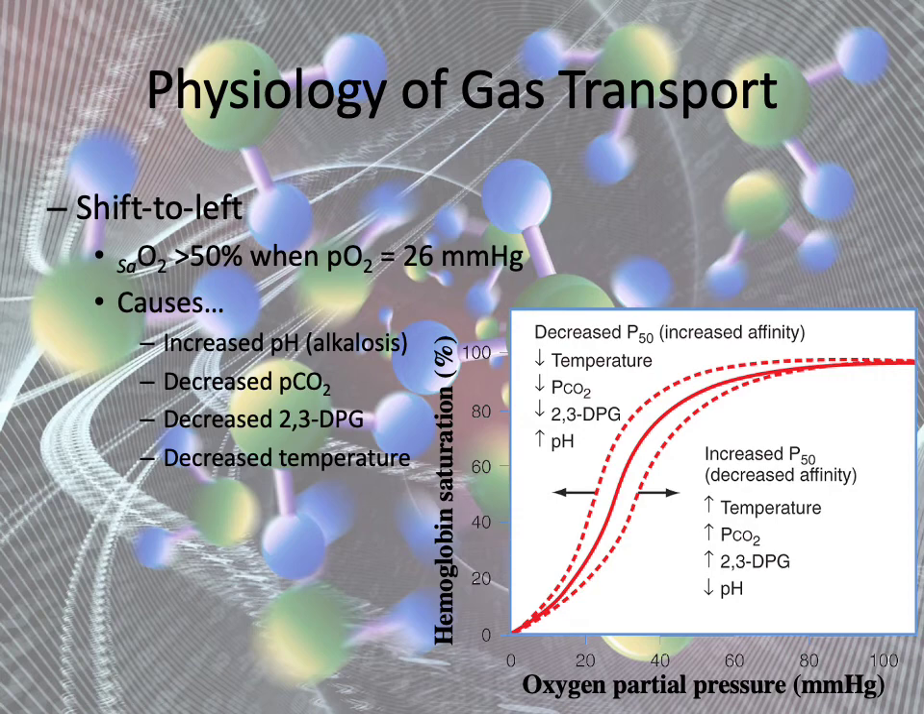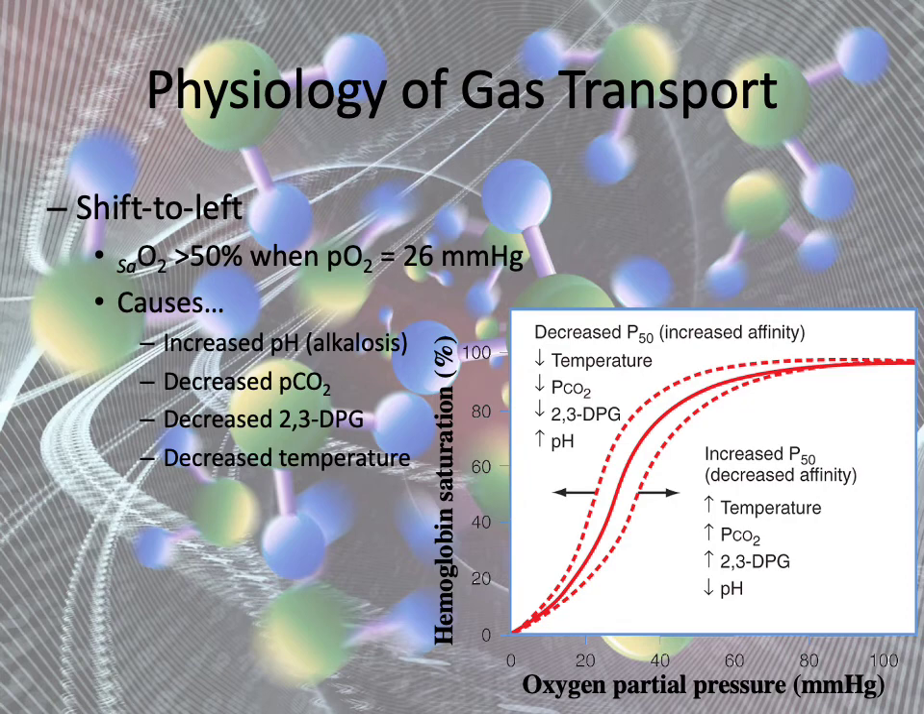The factors that can cause this are increased pH or alkalosis, decreased PCO2, a decreased 2,3-DPG, and a decreased temperature. All right, so let's take a look at each one of these and figure out why each of these has the effect it does. Why does it cause this increased affinity?